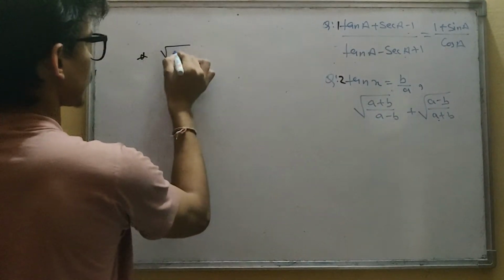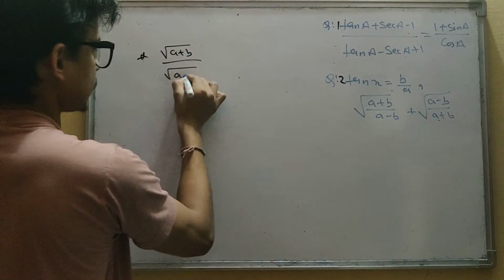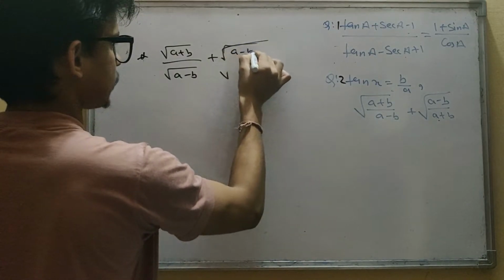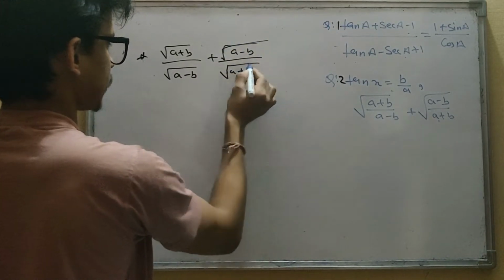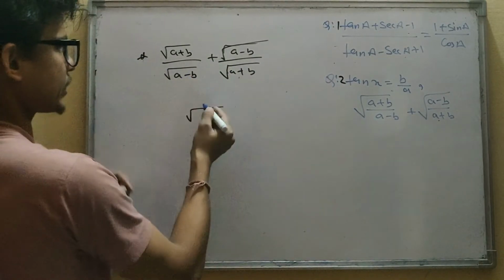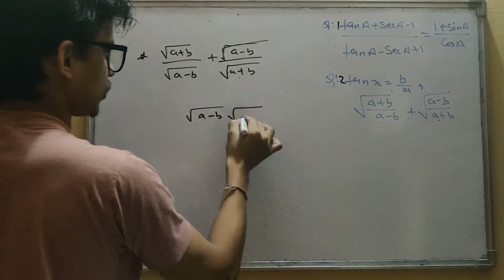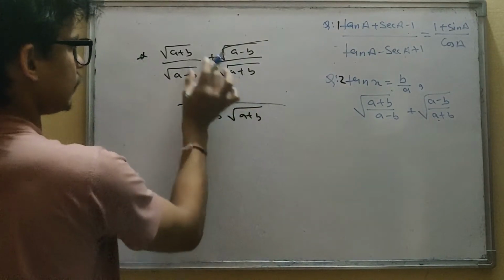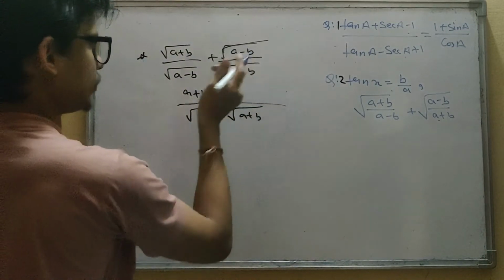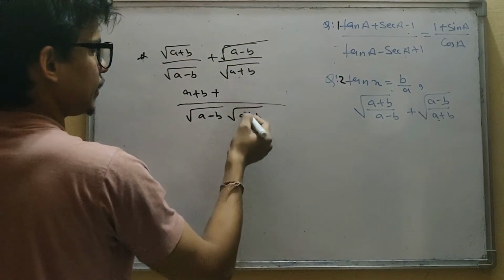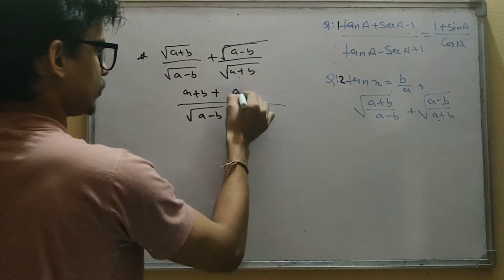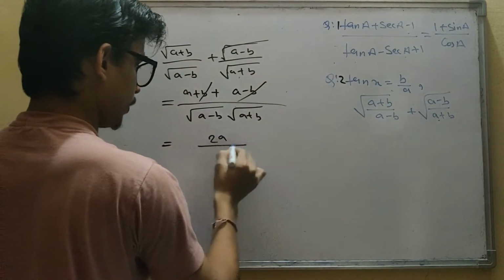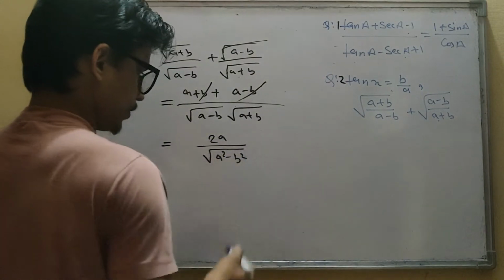So you can write it like this: under root a plus b upon a minus b plus under root a minus b upon a plus b. Now add them. Adding is just taking the LCM, so you know how to take it. You multiply them. A minus b is going to be a minus b, and this will cancel out. This will multiply with this, it is going to be a plus b. This with this, and this is going to be cancelled out. So I think you know that. It is very simple. Now 2a upon under root a square minus b square. This is what you get.